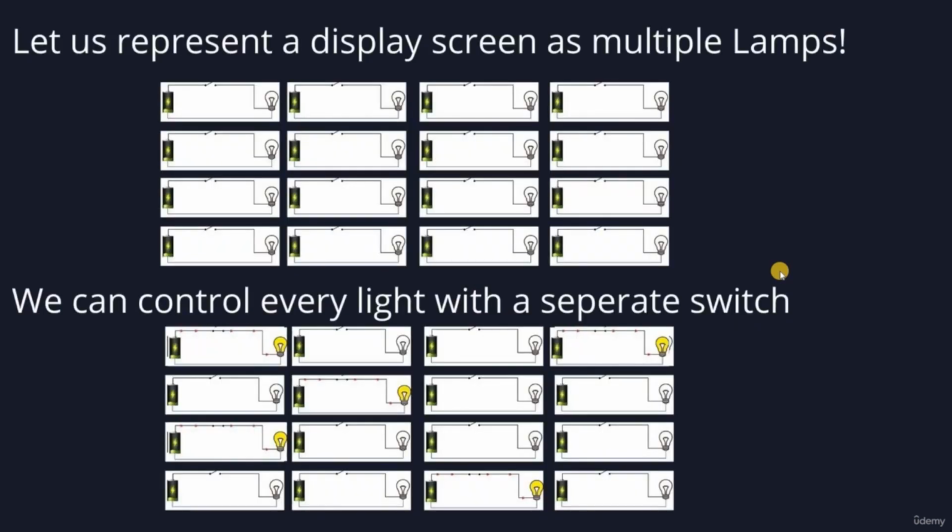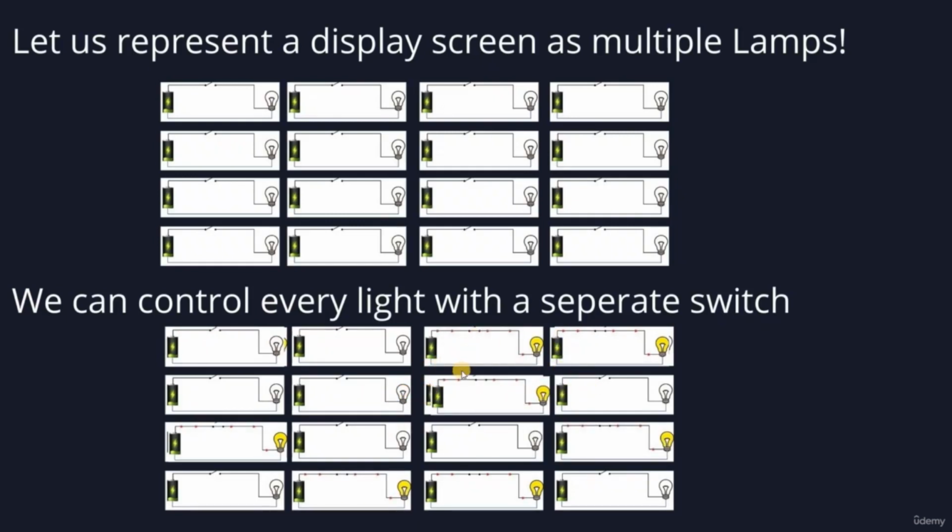In order to represent a display, we're going to represent multiple lamps right here. Remember these circuits where we have a power source, a switch, and a lamp? Well, assume that we have a matrix of that. Whenever we turn on some of these switches, the lamps are going to turn on. And this is exactly what a display is. It is multiple lighting units set together like that. If you light them in a certain pattern, you're going to see patterns on the screen, right? So if you change the pattern, whatever is on the screen is going to change.